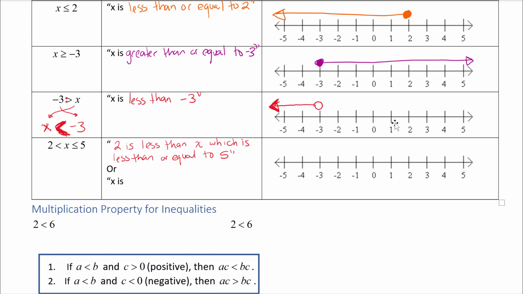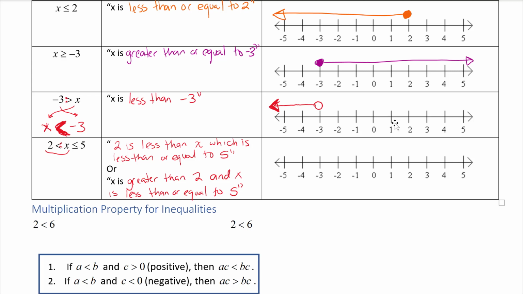Another way of pronouncing it would be, if we're just talking about the first part, x has to be greater than, because the alligator is eating the x, right? So x is greater than 2, and we have to use that word and, x is less than or equal to 5. I don't really care which way you pronounce it. If you just want to pronounce it left to right, 2 is less than x, which is less than or equal to 5. Or you can say x is greater than 2, and x is also less than or equal to 5.